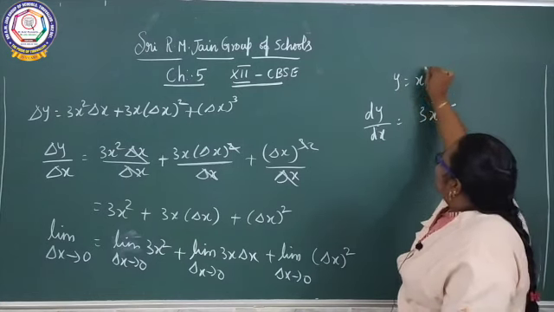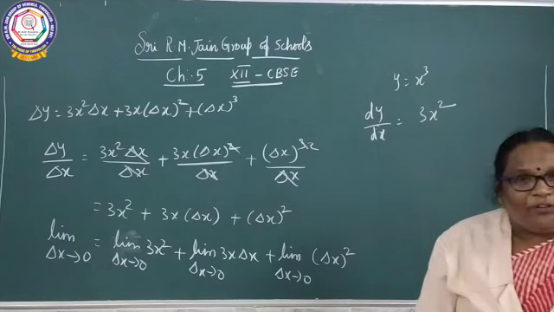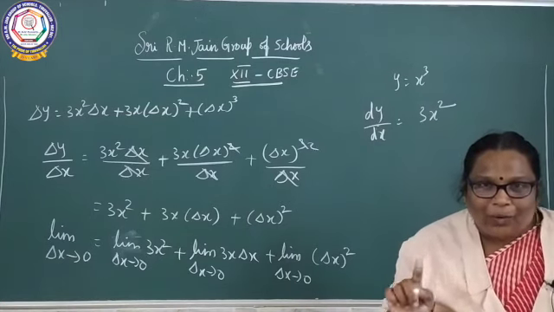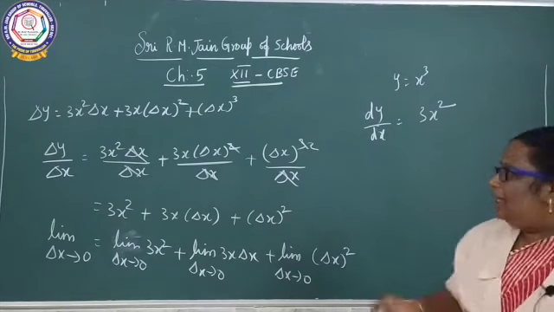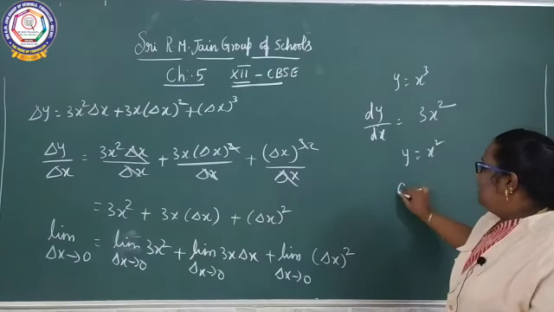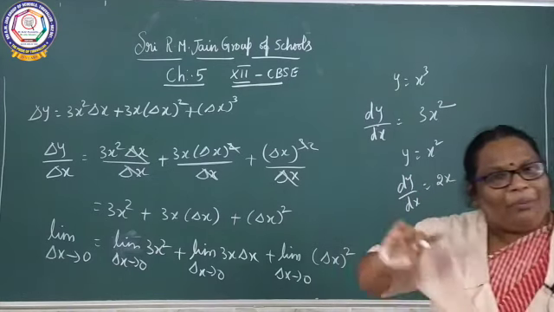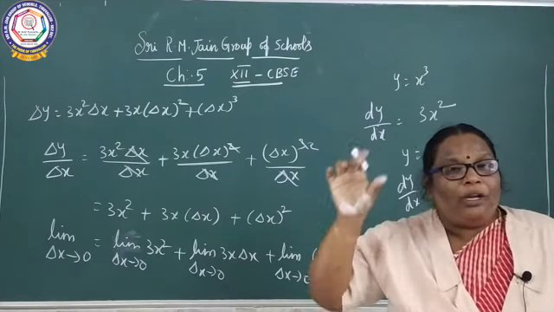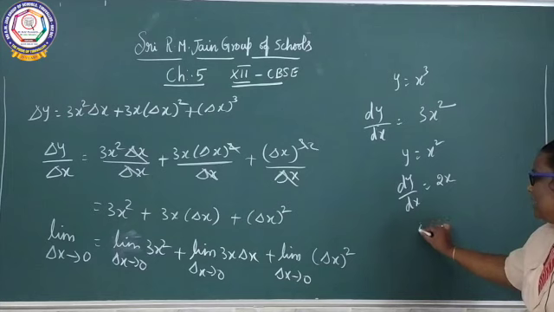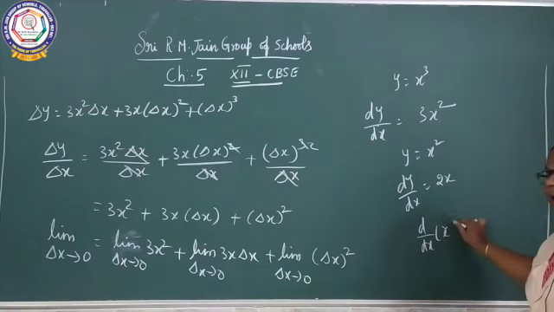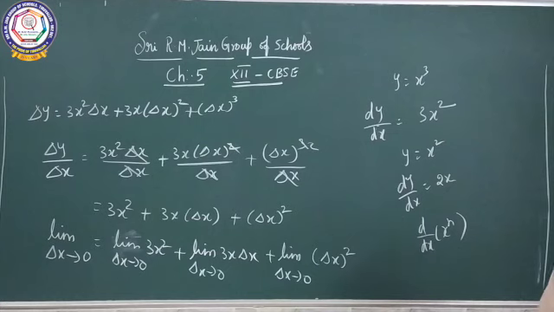If y equal to x cube, what is the differentiation with respect to x? dy by dx equal to 3x square. What we saw yesterday: y equal to x square, dy by dx equal to 2x. So what is the formula behind this? Yesterday I wrote so many formulas. d by dx of x power n equal to n into x power n minus 1. Do you remember? d by dx of x power n equal to n into x power n minus 1.